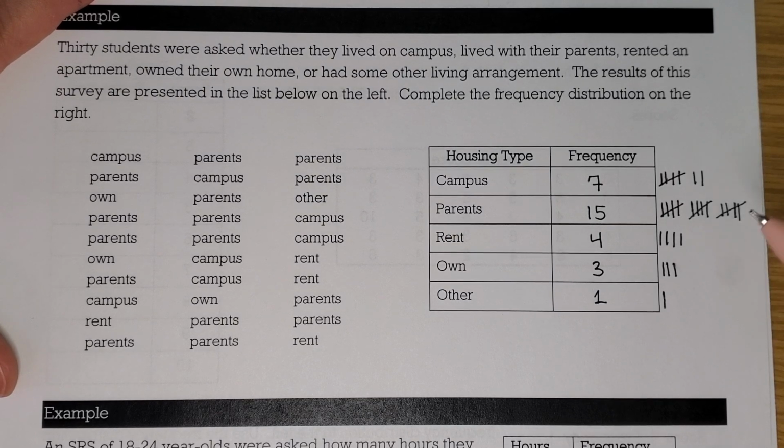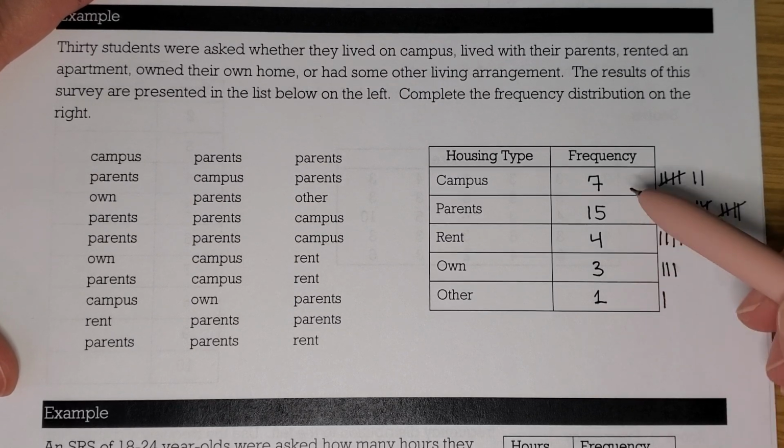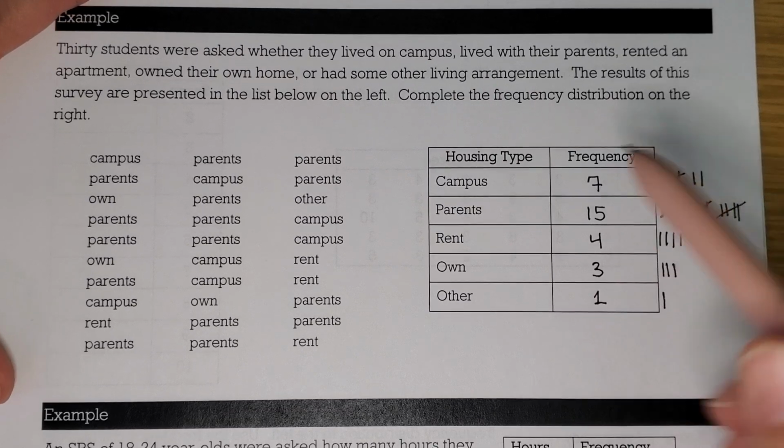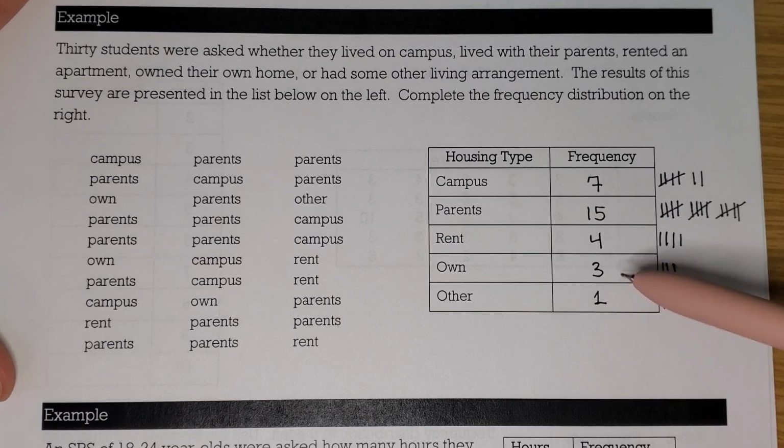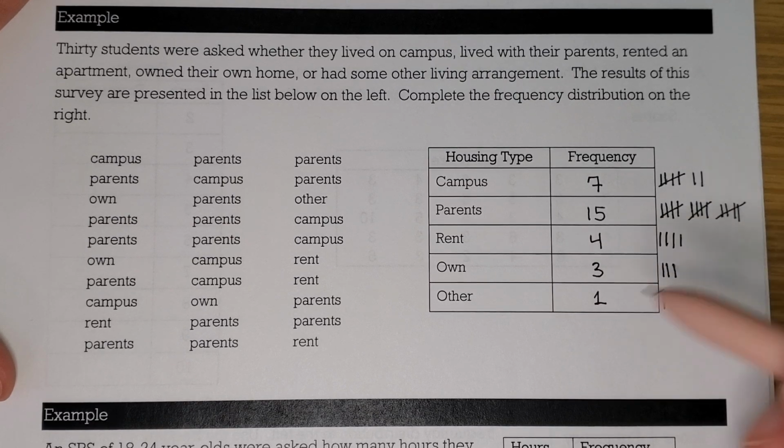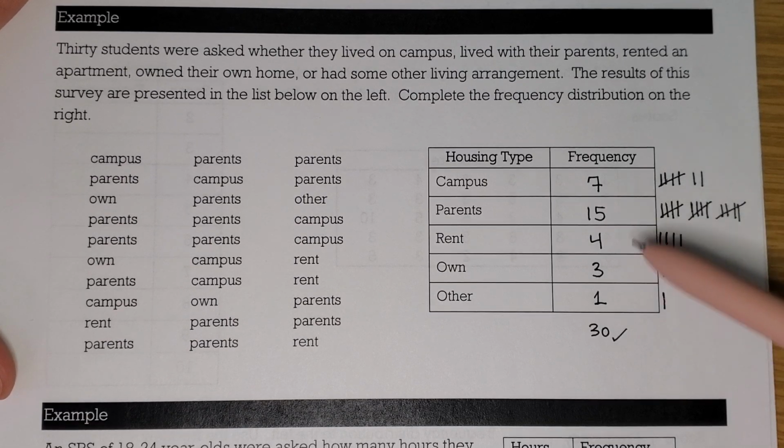Something I like to do as a quick check when I'm done, to make sure I didn't undercount or overcount, is I add all of these up. Since we surveyed 30 students, when I add these all up, I should get 30. So let's see, 7 and 3 is 10. 4 and 1 is 5, plus 15 is 20. So 20 and 10 gives us that 30. That's a good check to make sure that I didn't undercount or overcount. It doesn't help me know if I put somebody in the wrong category accidentally, but it at least helps me know I don't have too many or too few.